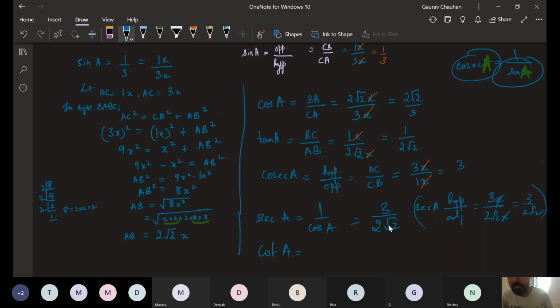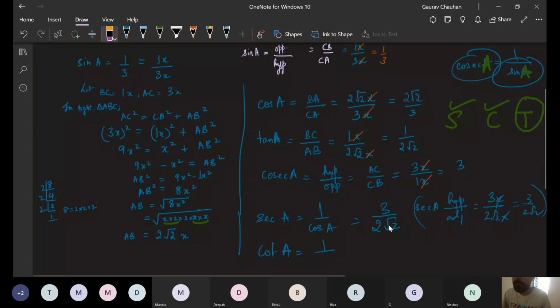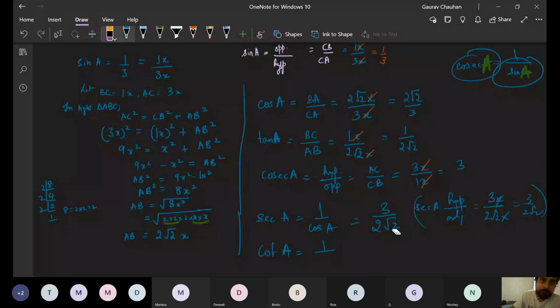Mansa, now can you tell cot A quickly in this method? Cot A is what? Sir, it is 1 by tan A, sir. Yeah, 1 by tan A. No problem, take your time. Okay.